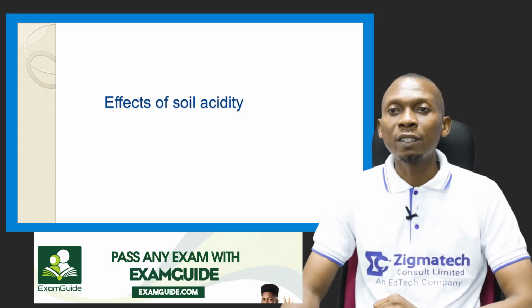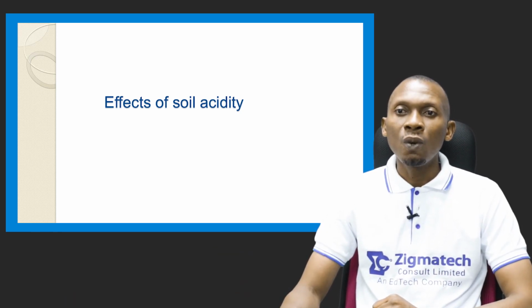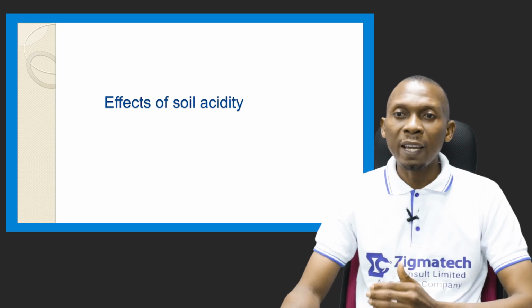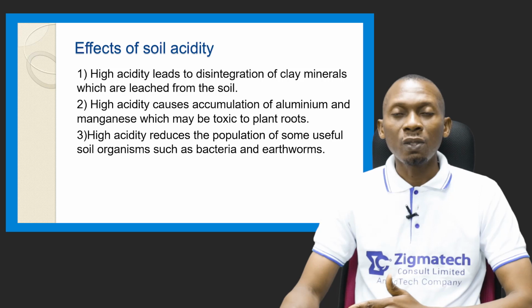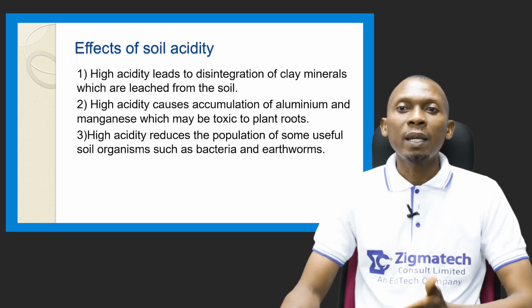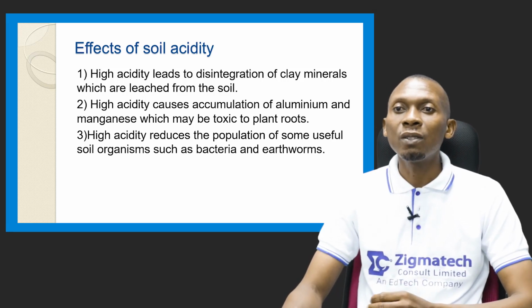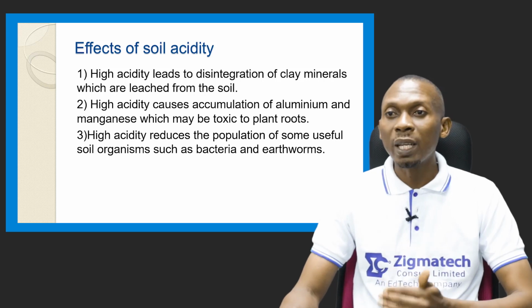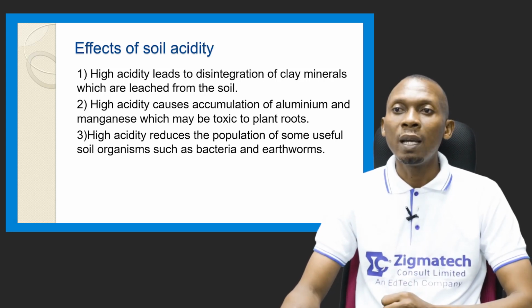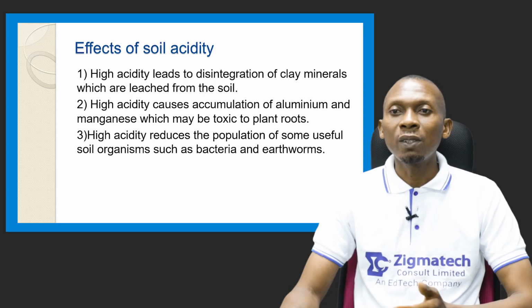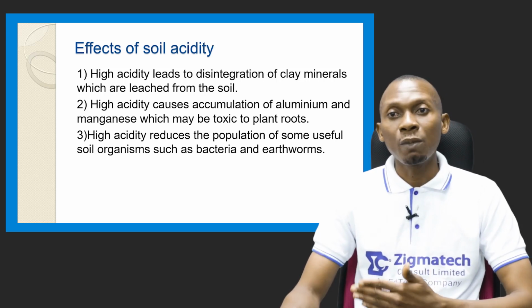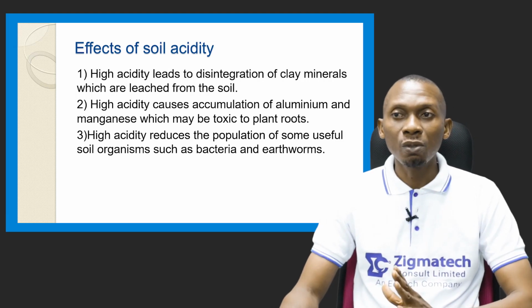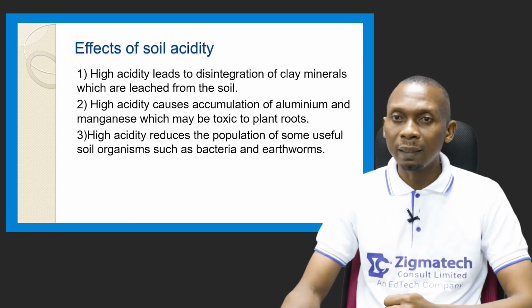Let's take a look at the effects of soil acidity. When the soil is acidic, what are the effects on the plants or on the soil as well? Now we can see that high acidity leads to disintegration, which has to do with the breaking down of clay minerals in the soil, and these minerals are now leached from the soil. Remember, I explained what leaching is. That means washing away of these plant nutrients beyond the reach of the roots of plants.